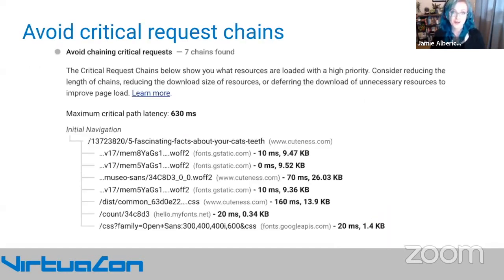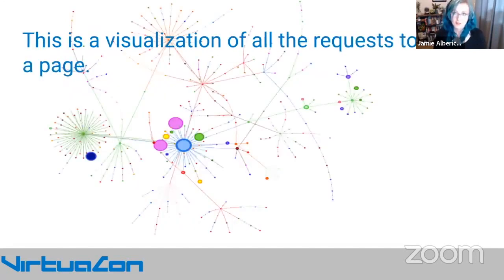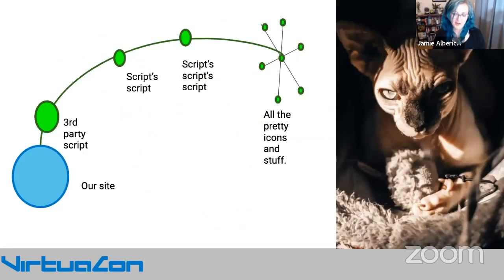We're going to avoid critical request chains. This is an example of what you'll see using Web.dev as output. They do a lovely job of telling you exactly what's going on here. To put it in a little bit more context, what you're seeing right now is called a request map. It's a visualization of every request needed to make a page. This is not a particularly healthy page. A request chain is when our site has a third-party script, and that script calls a script, and that script calls a script. And then finally, that grabs some pretty icons and stuff.